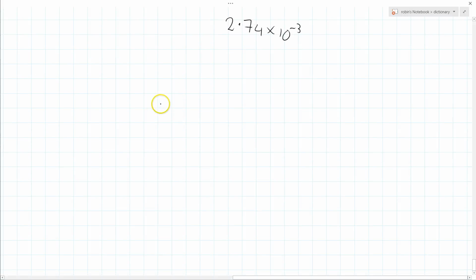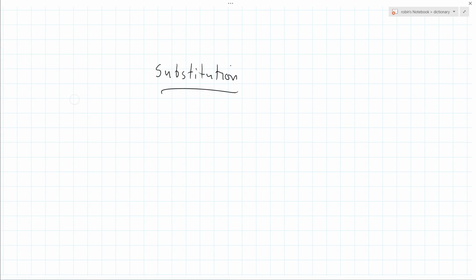Right, I'm going to talk about substitution, which is not something that occurs in the World Cup when a player gets injured. Well, it is, but it's not what I'm going to talk about. I'm going to talk about substitution in algebra.